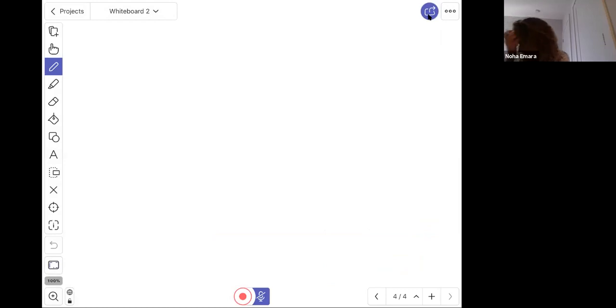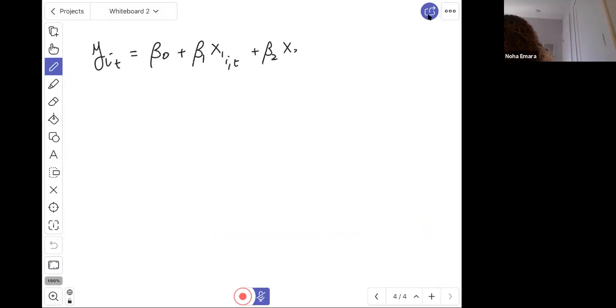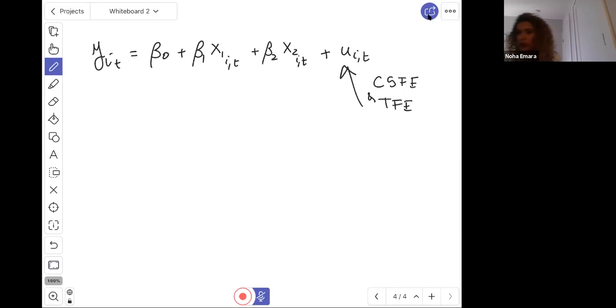So let me repeat it in a nice, cleaner slide. So what we are saying is like this. I have a model Y_it is equal to beta naught plus beta 1 X1_it plus beta 2 X2_it. And let's make it simple, okay? So just two X's plus U_it. This is a panel model of i times t observations, and the error term is capturing everything that is called cross-section fixed effects and time fixed effects. So these are in the error term.